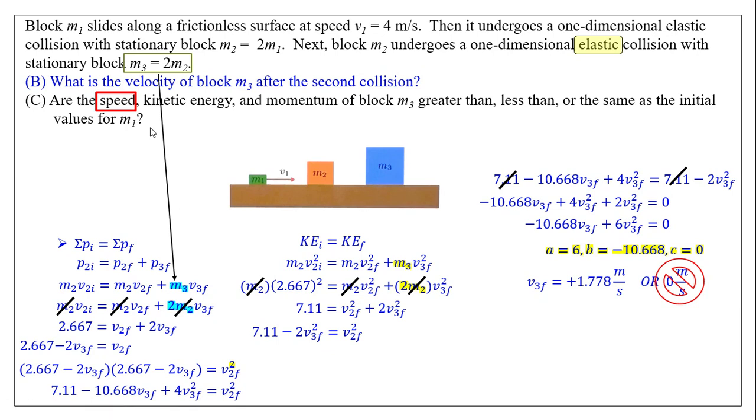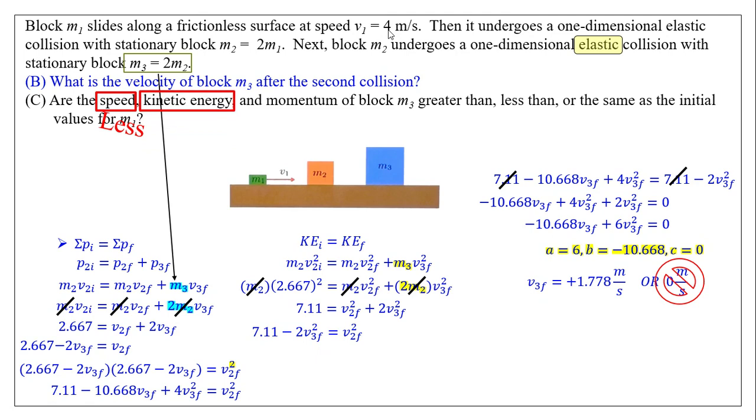Well, for the speed, it's pretty simple. You just found the speed for M3, which is 1.778. The problem said the initial velocity for M1 was 4. Well, 4 is greater than 1.778. So the answer would be less than, because after the collision, M3 only moves rightward at 1.778, and 1.778 is less than 4, so the answer would be less.